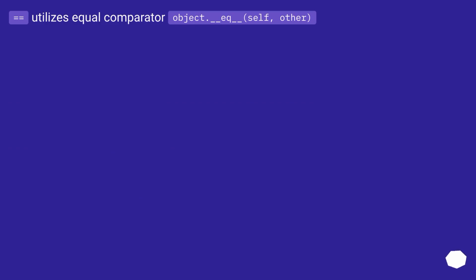Equals utilizes equal comparator, object.__eq__(self, other).